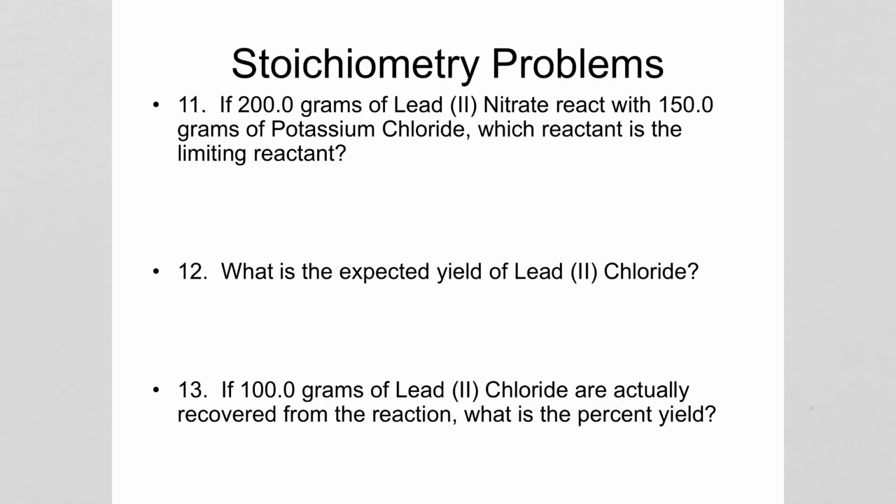So again, on number 11, we're not given an equation. We're reacting lead 2 nitrate with potassium chloride. And first of all, we want to know which reactant is limiting. Let's first of all come up with an equation. So here's lead 2 nitrate. Been a little tricky there. We're reacting that with potassium chloride.